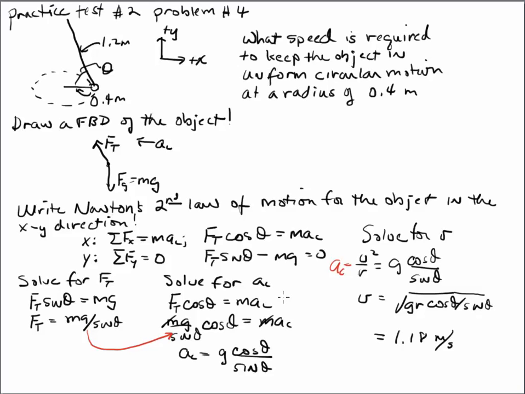We can now solve it with a little bit of algebra, setting up that v is equal to the square root of the gravitational constant times r times cosine theta over sine theta. And we come out with v equal to 1.18 meters per second. End of problem.